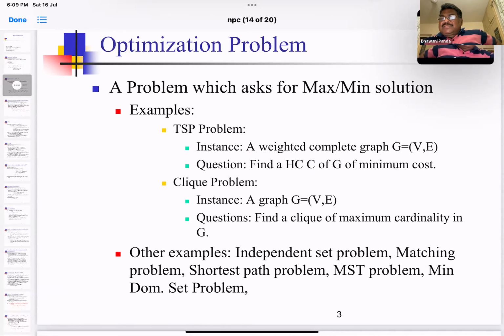Similarly, there are other optimization graph problems, like the independent set problem, where you need to maximize the independent set, the maximum matching problem, and shortest path, the minimum cost path from source to destination. Then the MST problem we have already seen, finding a spanning tree of minimum cost, and the minimum dominating set. So many problems are optimization problems as well. But NP completeness theory is applicable only to decision problems. Nevertheless, every optimization problem has a corresponding decision problem.